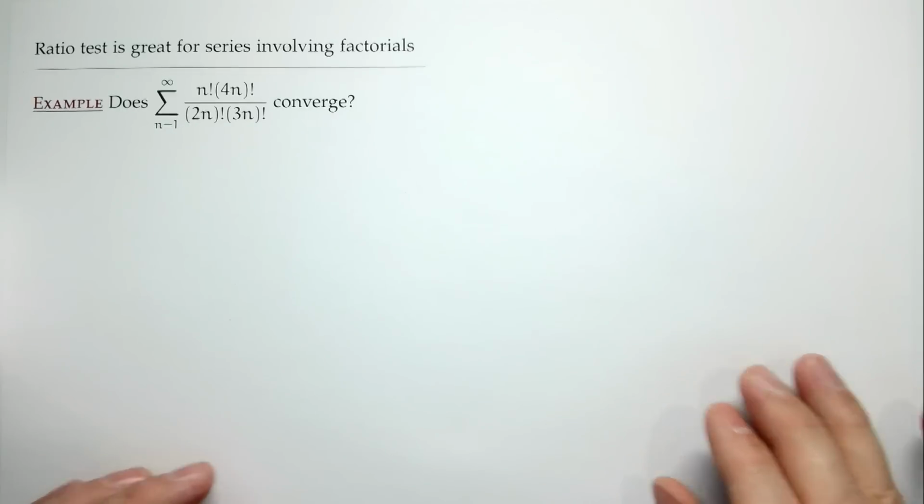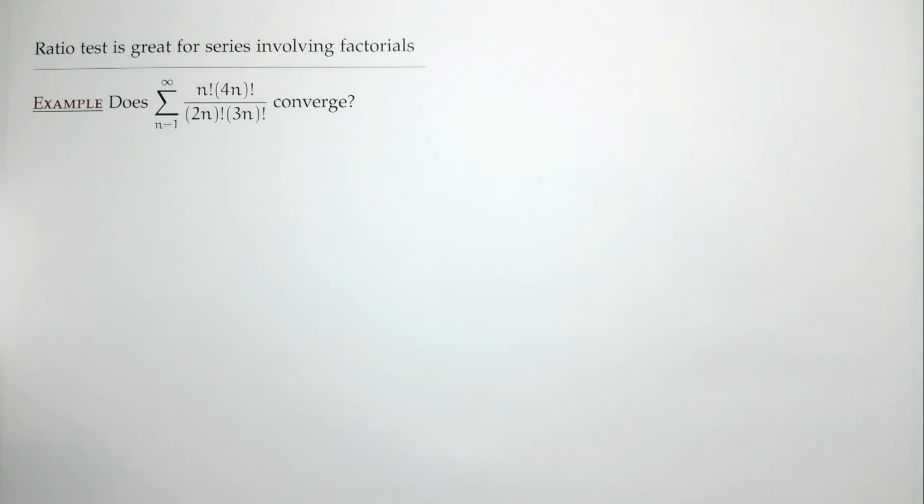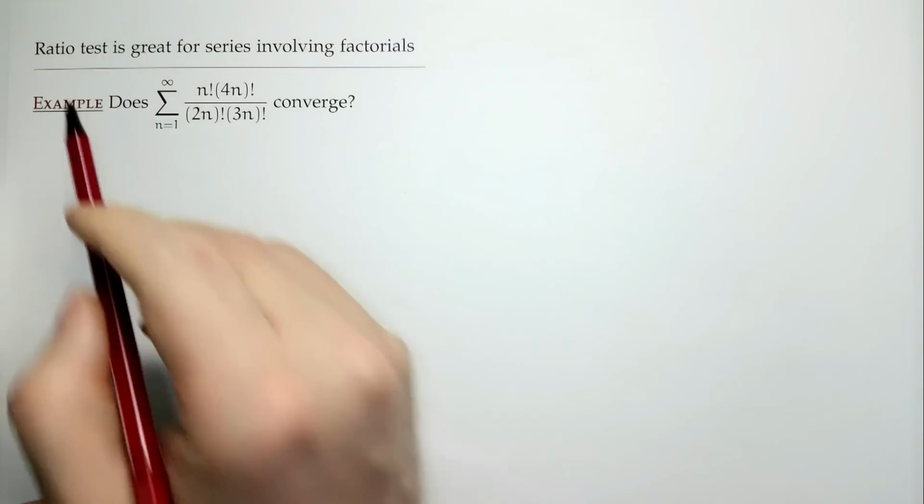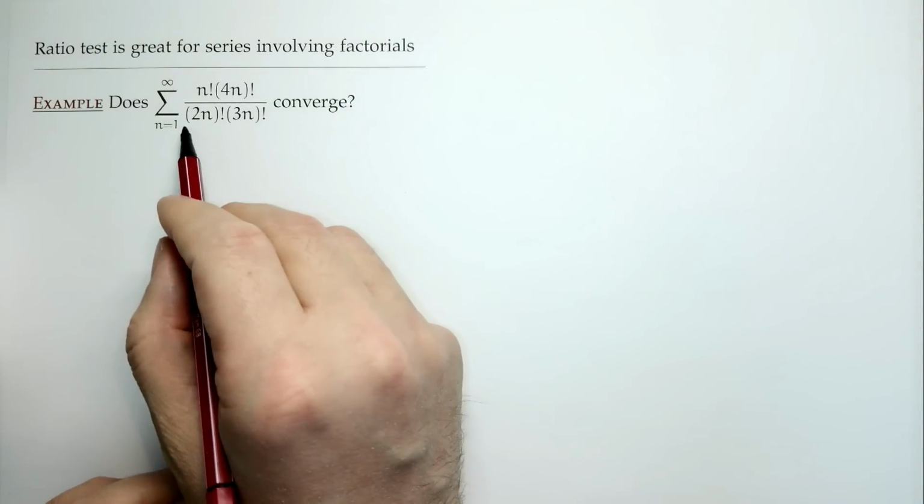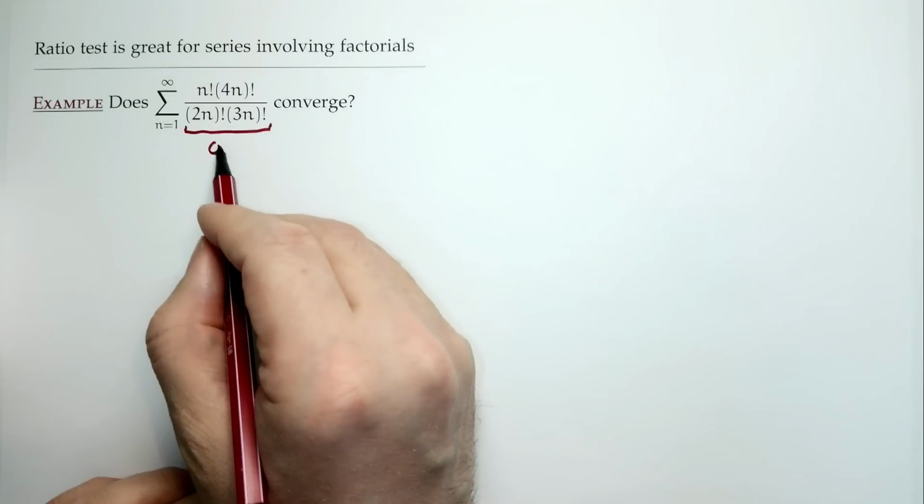All right. So here's this question. Does the sum of n factorial times 4n factorial, divided by 2n factorial times 3n factorial, converge? Or does it not converge? All right. Well, let's figure this out. Okay, so we're going to use our ratio test. So this is our a sub n.